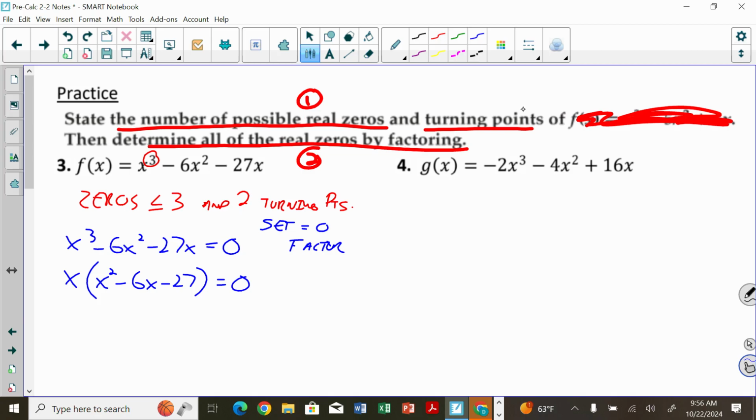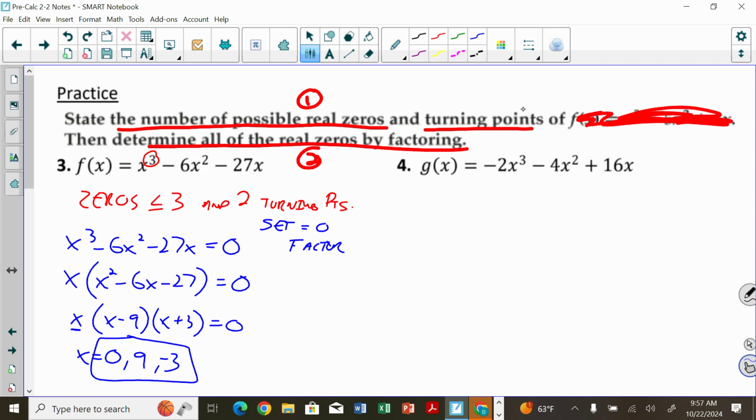And so now in the parentheses, I can factor. Still got my x outside, and inside it's going to factor to x minus 9, x plus 3 equals 0. So now I know that my zeros are going to be 0 for that one here, 9, and negative 3.